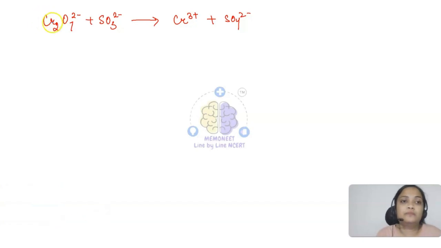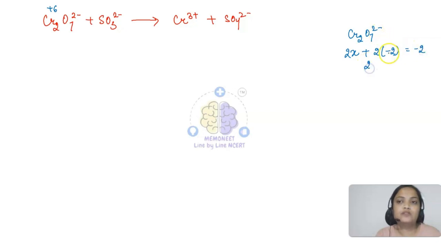So for chromium, it will be plus 6. Now if you are not able to find out the oxidation number, how will you do? See. So for chromium take x, 2x because 2 atoms, and oxygen, you know it's minus 2. And overall charge is minus 2. So 2x, sorry, 7 oxygen, so 7. 2x minus 14 is equal to minus 2. So 2x is equal to minus 2 plus 14. 2x will be 12 and x will be plus 6. So we get plus 6 for chromium.